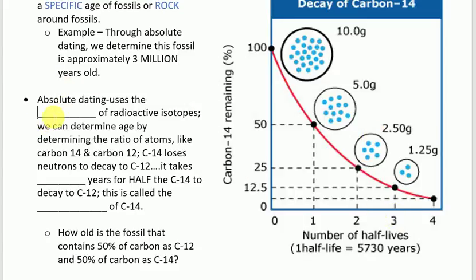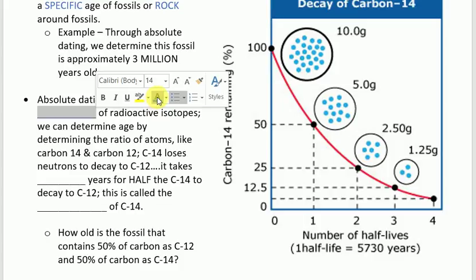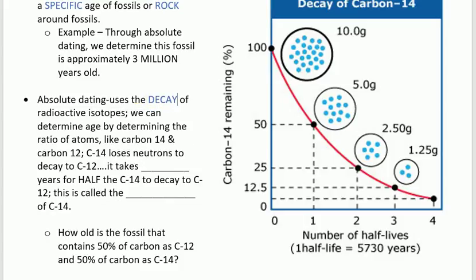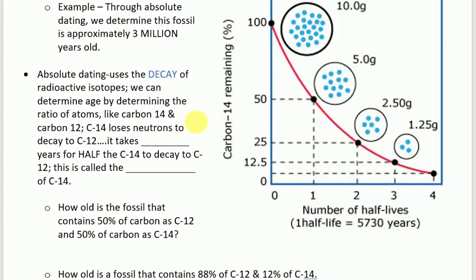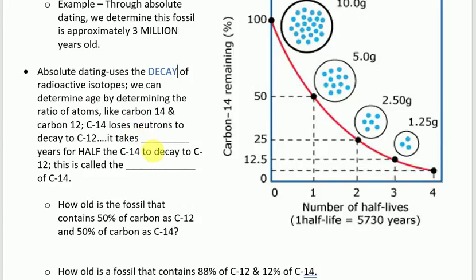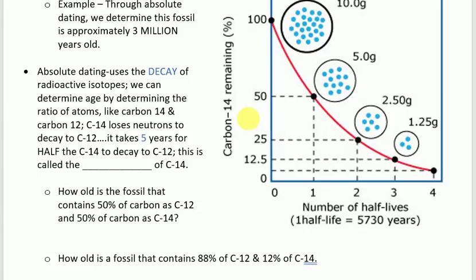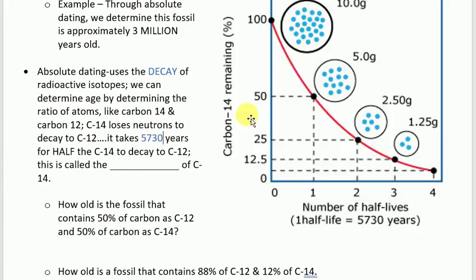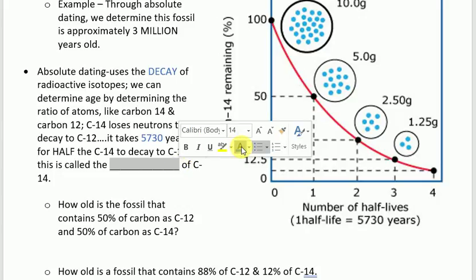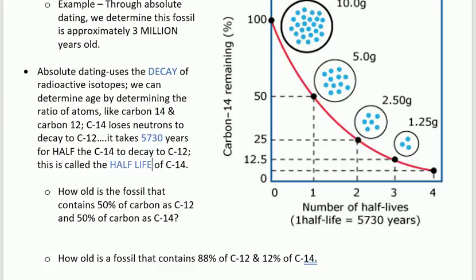Versus absolute dating, it's going to use the decay of radioactive isotopes, and we can determine the age by determining the ratio of atoms like carbon-14 and carbon-12, because carbon-14 actually loses neutrons to decay, and for C12, it takes 5,730 years for half the C14 to decay to C12. And this is called the half-life of C14.